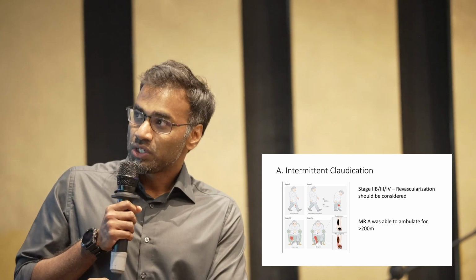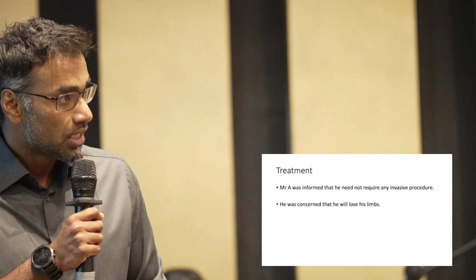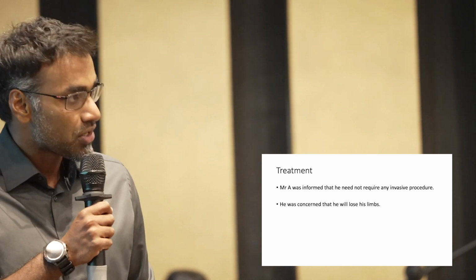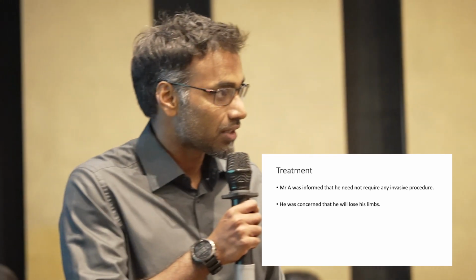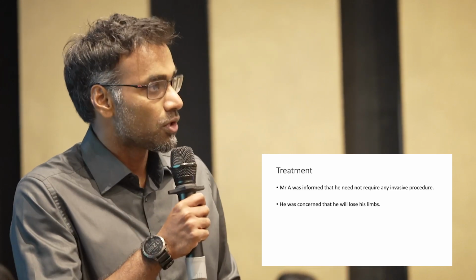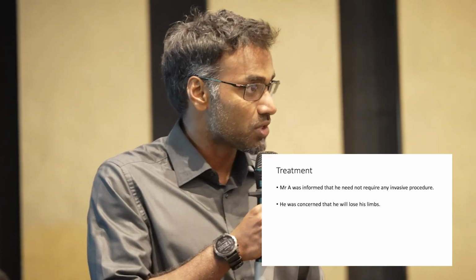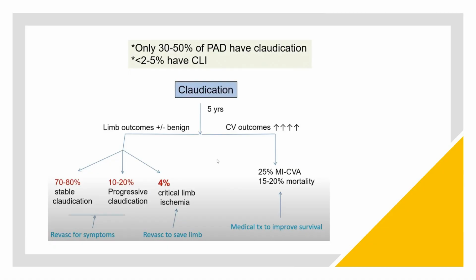All right. So for him, what we did was we told him that he did not require any invasive procedure, that he just needs to be on medication, he needs to properly control his risk factors, he needs to stop smoking. Now, he was very concerned that he was going to lose his limbs because he said to us, you're saying that I've got a block in my artery and you're not going to do anything about it. So he was very concerned about this. So how do we address his concern?